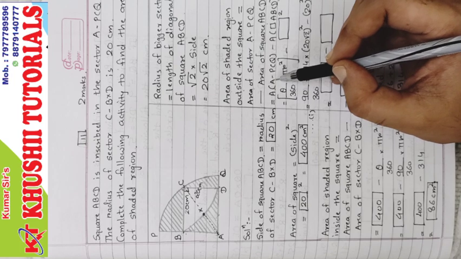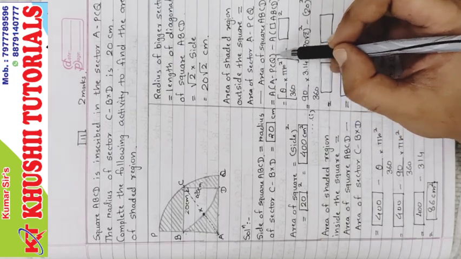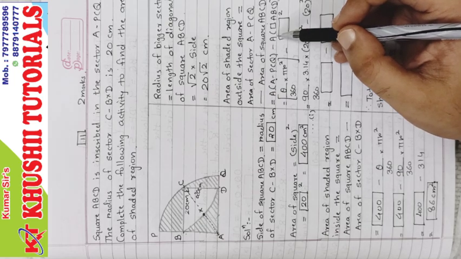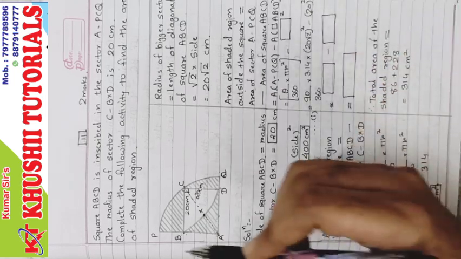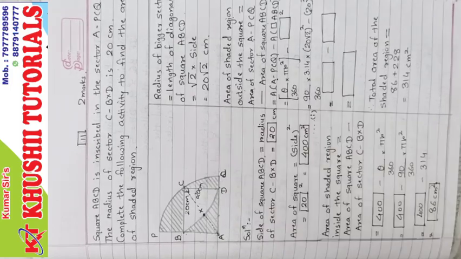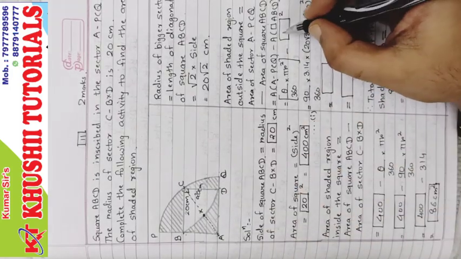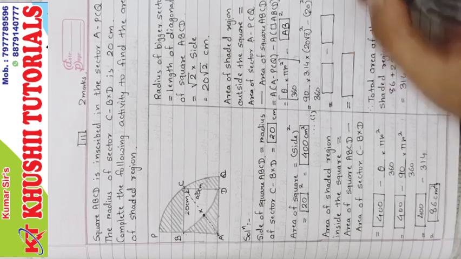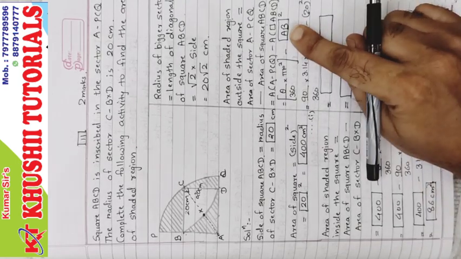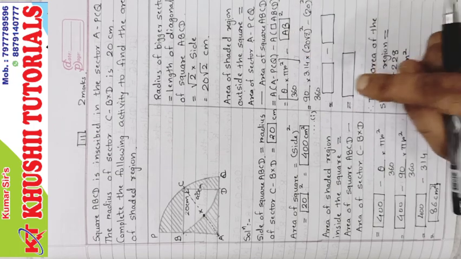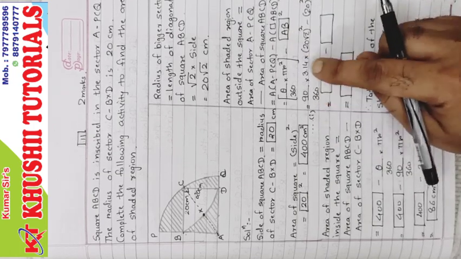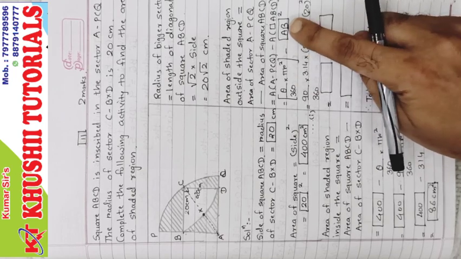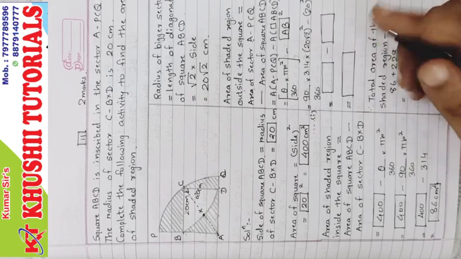Now area of A dash PCQ, which is theta upon 360 into pi r square, minus area of ABCD. Now what is area of ABCD? ABCD is a square, right? Any particular side we can write, AB square or something like that, no problem. Then 90 upon 360 into pi value 3.14, r is 20 root 2 square, minus AB, we know, 20 square.